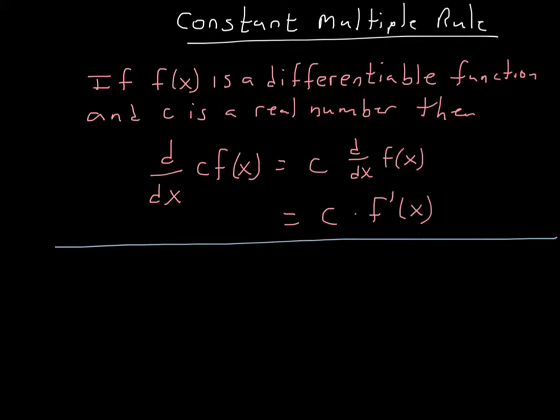Let's look at what this means. If I want to find the derivative with respect to x of 5 times x to the 3rd power, well, I know that the derivative of x to the 3rd is 3x squared, so this is going to be 5 times the derivative of x cubed, which is 3x squared, which results in 15x squared. So therefore, the derivative of 5x cubed is just going to be 15x squared.